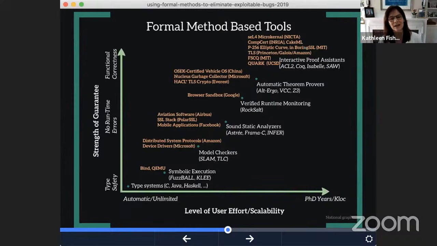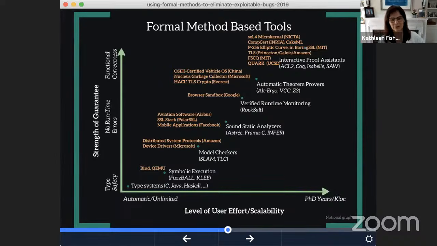Whereas at the far right-hand side, it takes PhD years to be able to prove properties, and we can prove properties about thousands of lines of code. I would say the state of the art nowadays is somewhere between, less than 100,000 lines of code. But that's getting bigger. Then the vertical axis is how strong a guarantee you get. At the very bottom, we have things like type safety. That's a property of a program, but it's a pretty weak property. Whereas at the top, we have full functional correctness. And there are different formal methods-based techniques at each of these points in the spectrum.